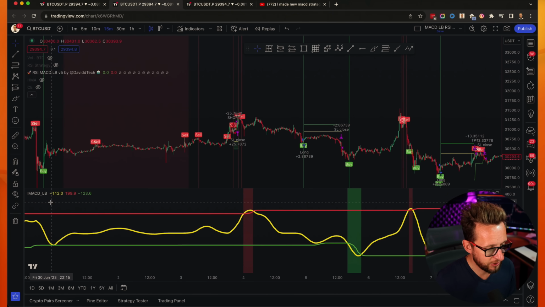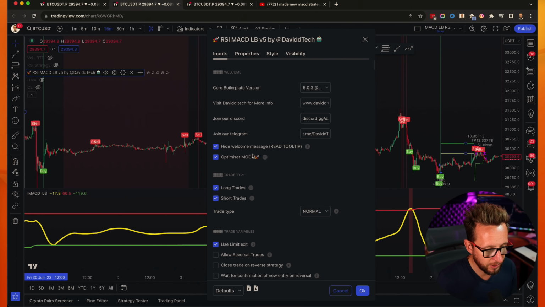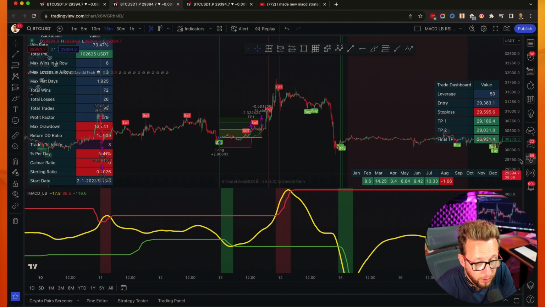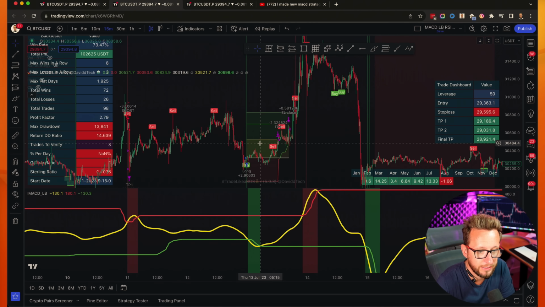Let's have a look at some of these entries here. I'm currently on the optimized mode. I'm going to remove optimized mode here. As you can see, we're getting the perfect entries as we should on those buy signals, with a green background giving us the confirmation of the MACD.